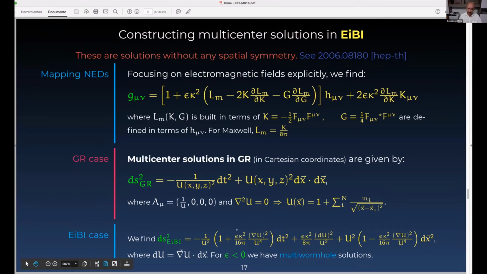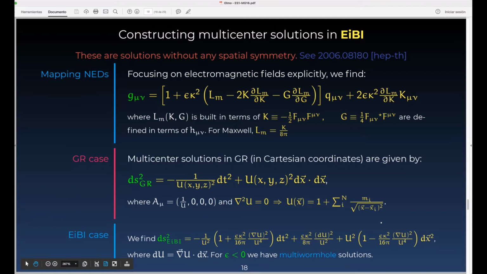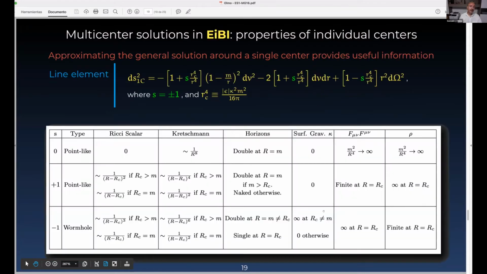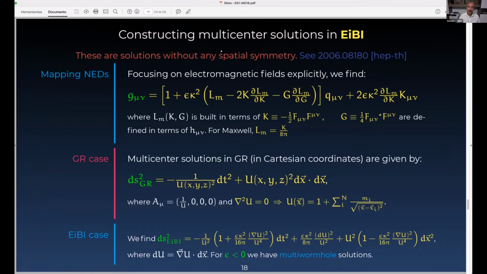Okay, and again, the case with epsilon negative represents multi-wormhole solutions, and the details of these solutions are very complicated because there are many different cases. Everything is explained in the paper that must be cited somewhere here. Yes, it's here, this paper. You can click on the link.